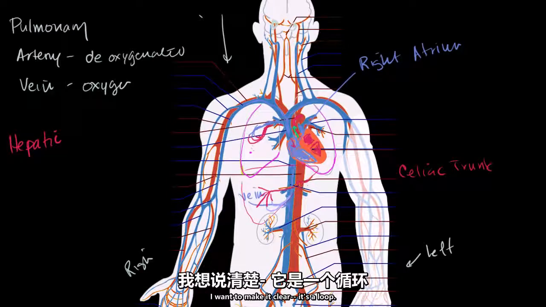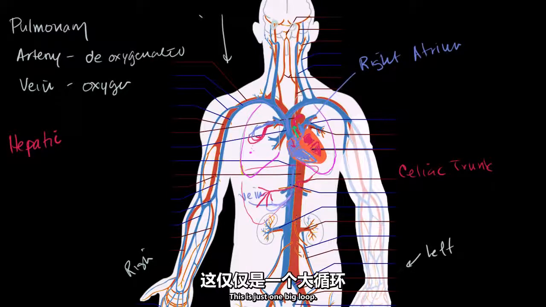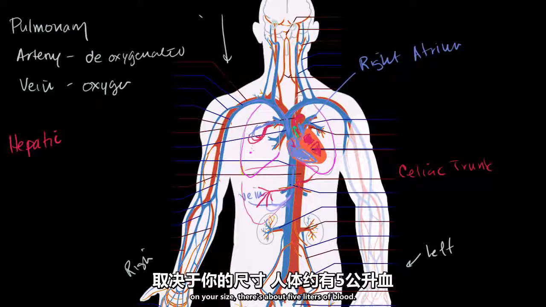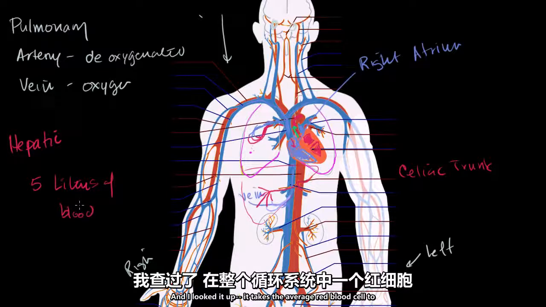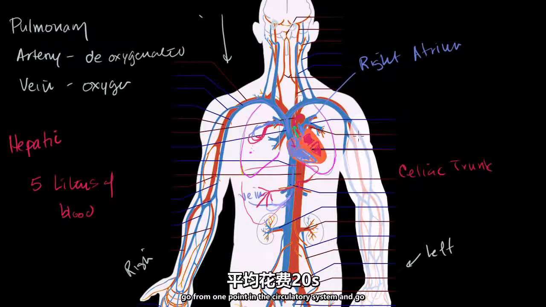I want to make it clear. It's a loop. It's a big loop. The blood doesn't just flow out someplace and then come back someplace else. This is just one big loop. And if you want to know, at any given point in time, depending on your size, there's about 5 liters of blood. And I looked it up. On average, it takes the average red blood cell 20 seconds to go from one point in the circulatory system, through the whole system, and come back.